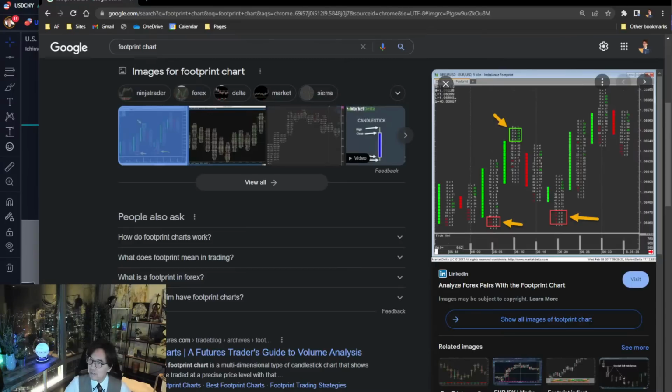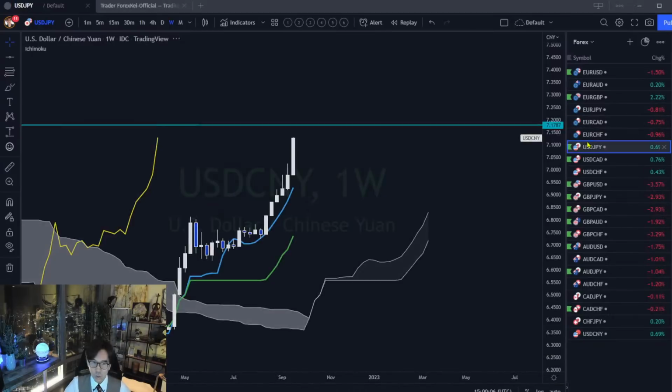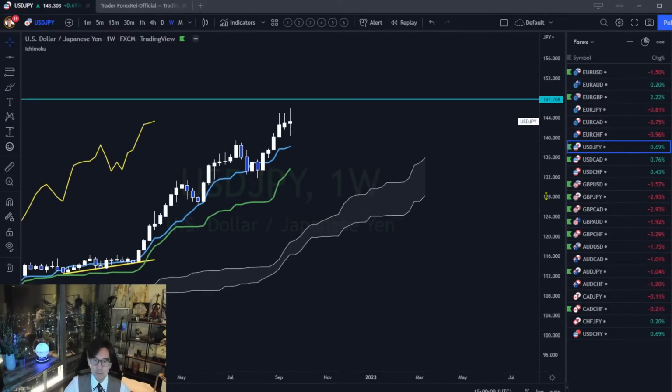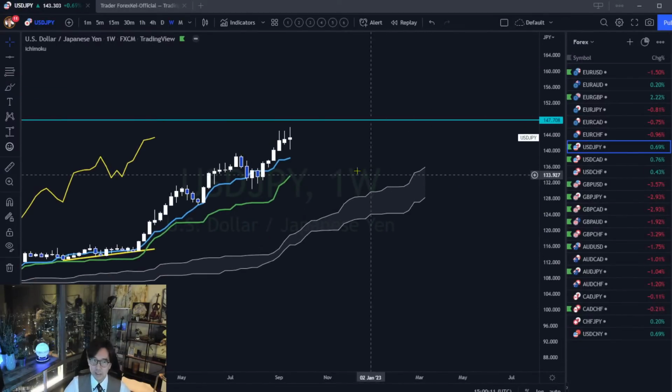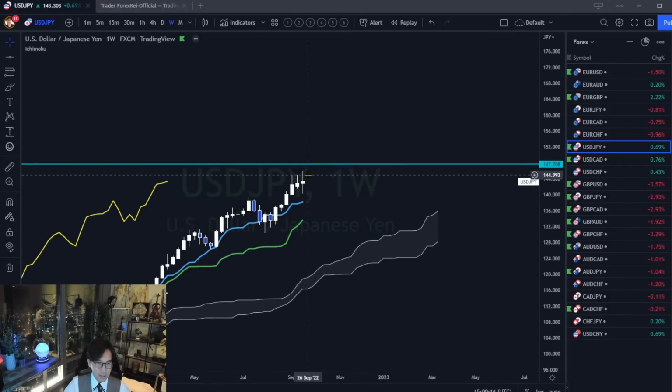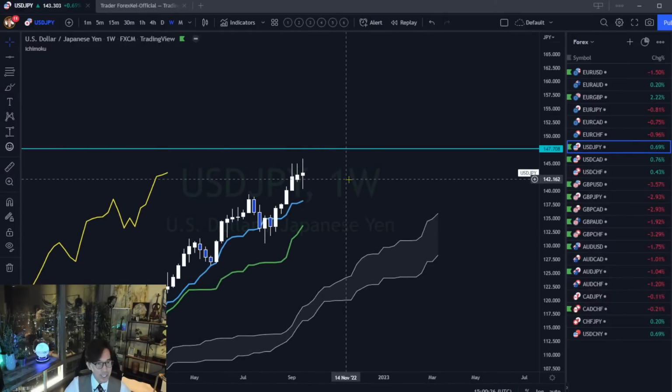I thought the market would go up to like 150 yen on USD/JPY. So here is the USD/JPY. If the Bank of Japan does not intervene, then I thought the market goes up to 150 around here. But since they started to intervene, I'm not really sure anymore. It may range next week or retrace back to the weekly Tenkan or Kijun Sen.